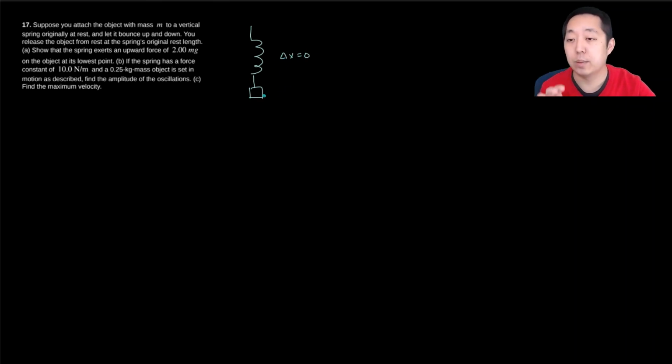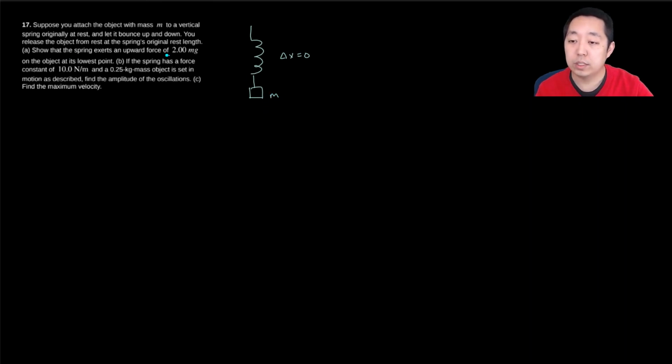Suppose you attach an object with mass m to a vertical spring originally at rest and let it bounce up and down. You release the object from rest at the spring's original rest length. So I'm attaching this spring, and right now we're in equilibrium, so the delta x is 0 in this case. And then I attach the mass here.